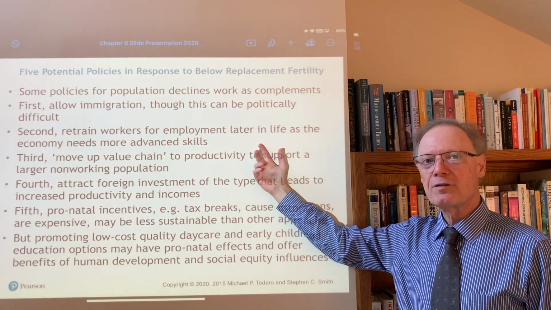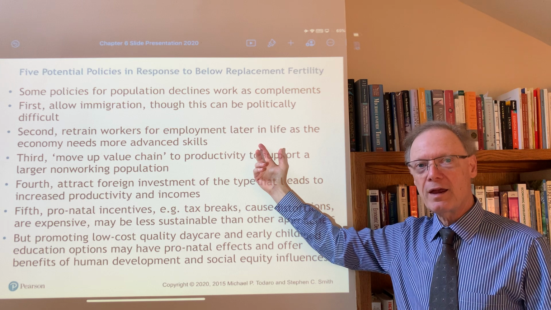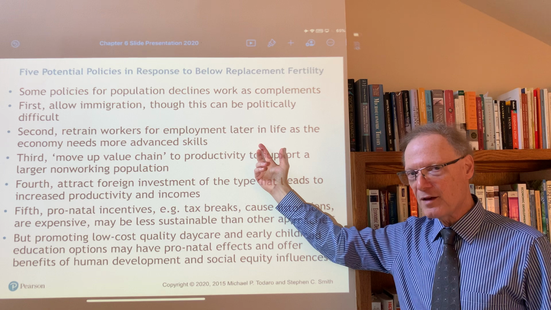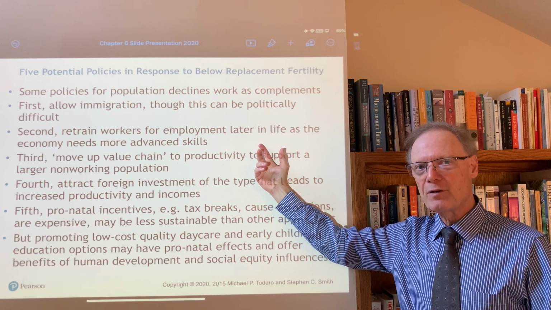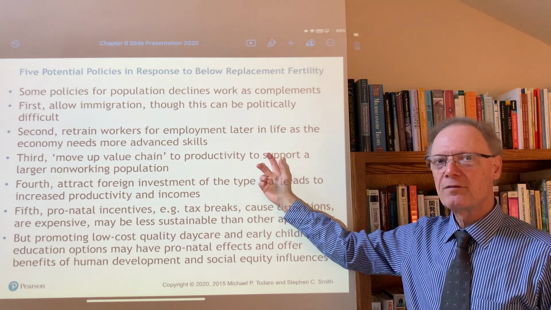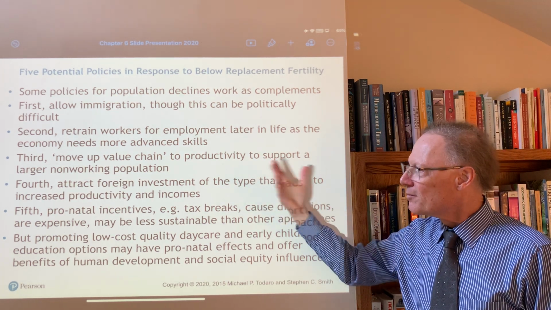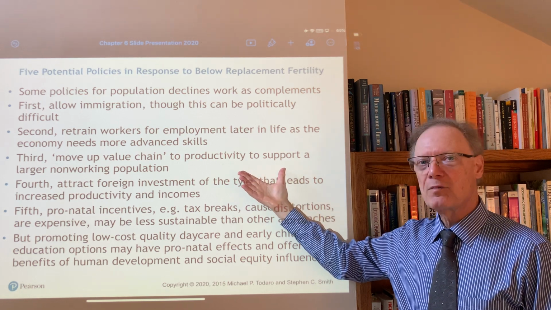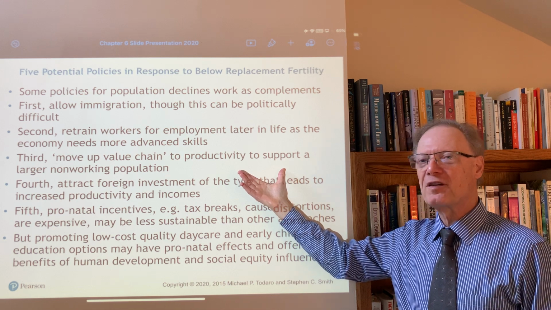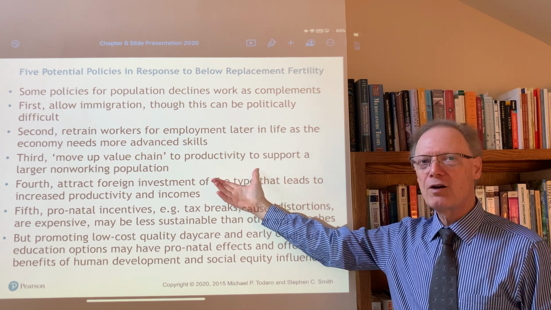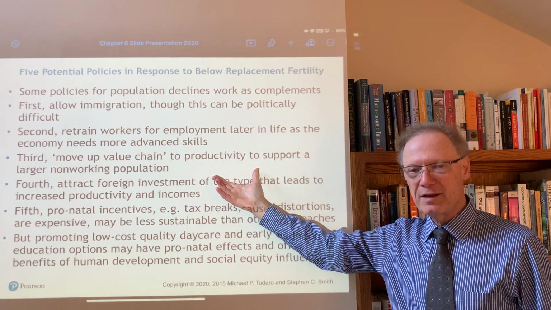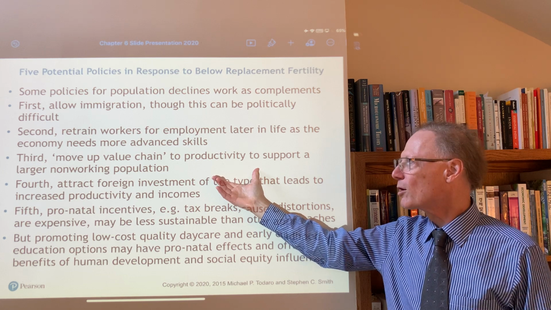Second, retrain workers so that they can work in their older age, and to have the skills that an economy, if it's successfully developing, will need, higher levels of skill to work with more advanced technology. This also seems like a very good strategy. Third, moving up the value chain, try to find some ways to produce products of higher productivity, get a market for such products to support a larger non-working population. With higher income per worker, that is a substitute for having fewer workers.